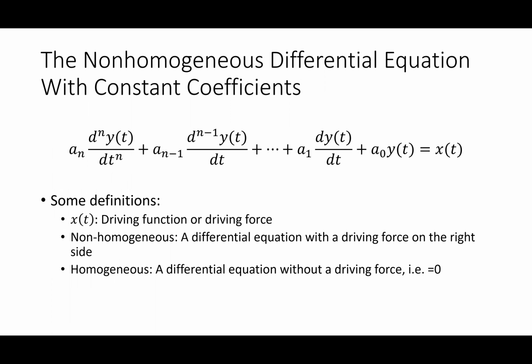It's equal to some driving function or driving force, which in the context of a circuit means that there's a voltage source or a current source in that circuit that allows this thing to respond. So there's two parts of the solution to this thing, right? What are the two parts called? The natural response and the forced response.